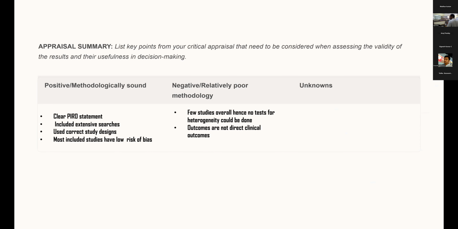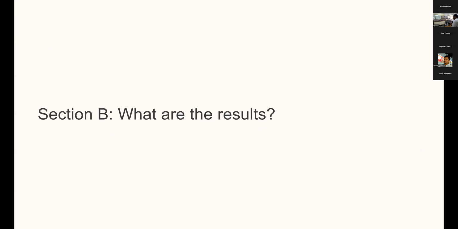Okay, so coming to the summary of the appraisal so far, what we've seen is there's a clear PRISMA statement. They included reasonably extensive searches. They use the correct study designs, and we will look at the risk of bias shortly. The negative things were that there were few studies, so overall we couldn't look at the heterogeneity, and the outcomes were not exactly what we're looking for. They're just comparing two tests and saying which is better. But as clinicians, our primary outcome is, if you treat the patient based on the test, will they get better or not? So there wasn't a direct outcome in that sense.